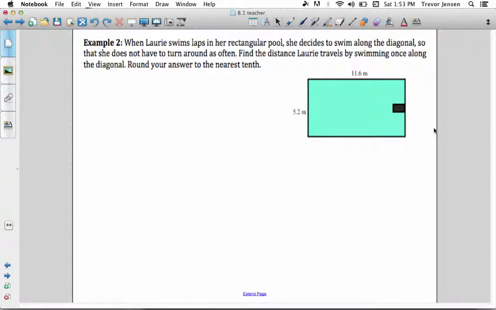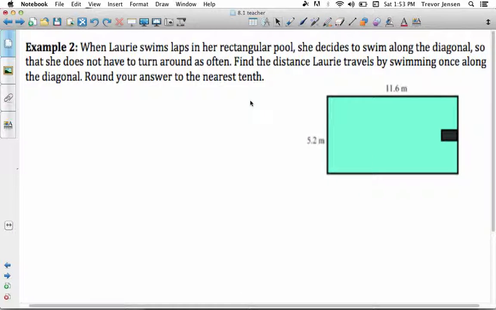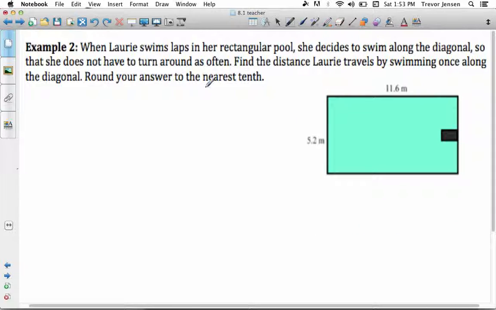Okay. So when Lori swims laps in her rectangular pool, let me zoom in on this for you so you can see it better. When Lori swims laps in her rectangular pool, I've got my rectangular pool just off to the side here. She decides to swim along the diagonal so that she doesn't have to turn around as often. Find the distance Lori travels by swimming once along the diagonal. Round your answer to the nearest tenth.